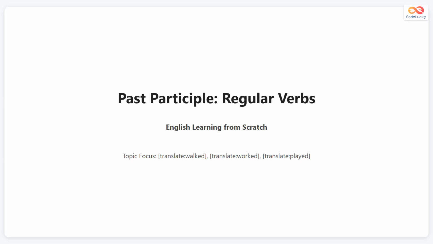In this lesson, learn about the past participle form of regular verbs. Regular verbs are the easiest kind to understand because their past participle form looks the same as their past tense form. For example, walked, worked, and played. Let's explore how they are formed and used.